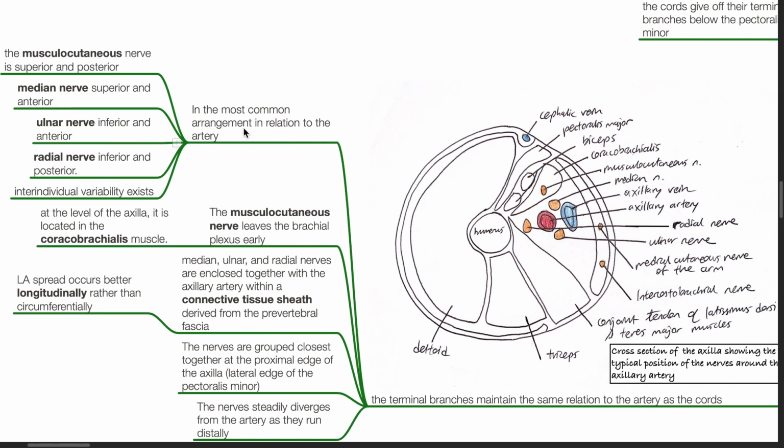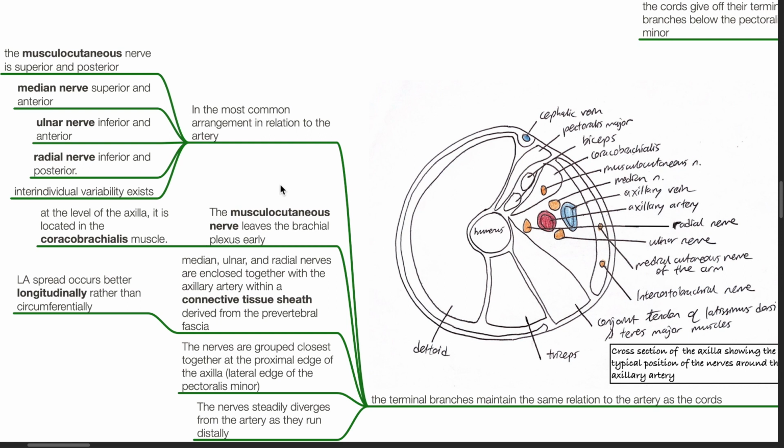In the most common arrangement in relation to the artery, the musculocutaneous nerve is superior and posterior, median nerve is superior and anterior, ulnar nerve is inferior and anterior, radial nerve is inferior and posterior, and inter-individual variability exists.